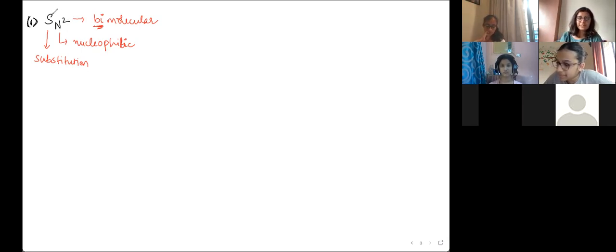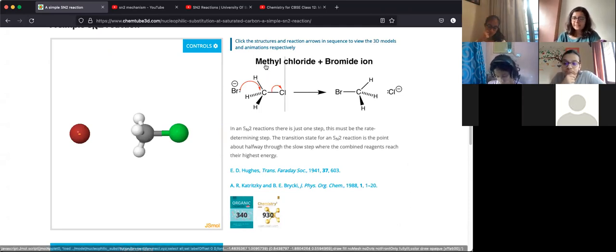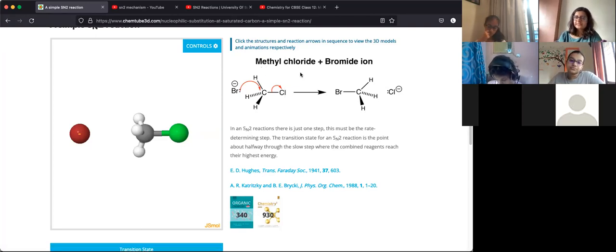The way you write SN2, this is the convention: S, N is subscript, and then 2 is written like a normal number. That's how you write it. Okay, so I'll show you a visual of what happens in SN2, and then we'll discuss in detail the important points of this. So the haloalkane here, in this example, is methyl chloride. Bromide is the nucleophile that we are considering in this case. So we have Br minus.